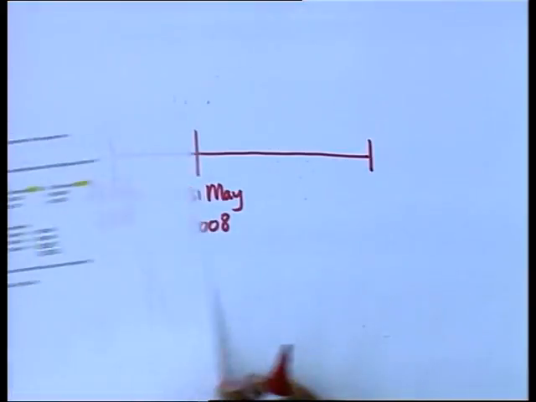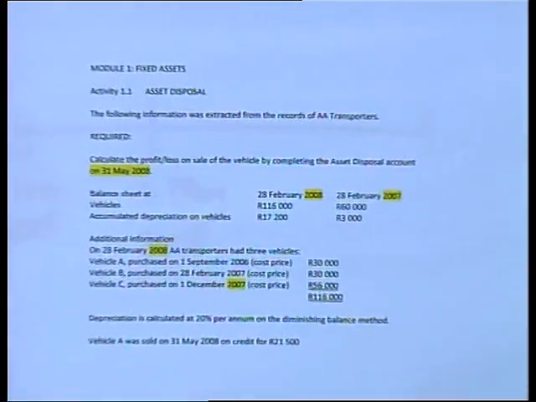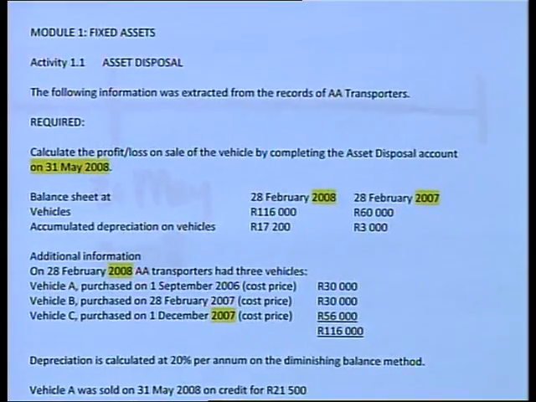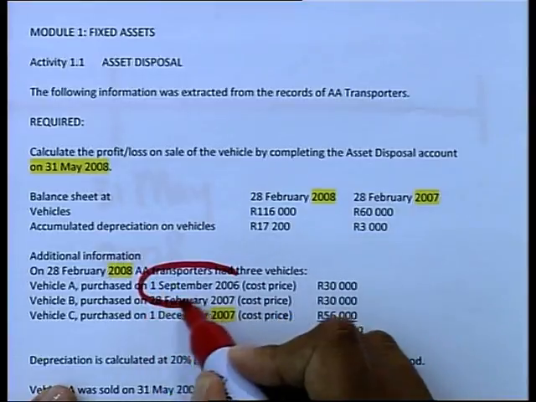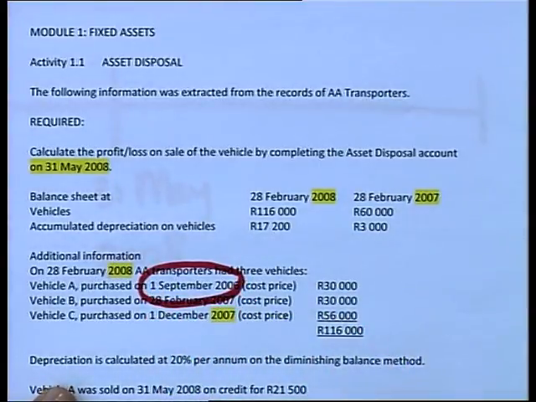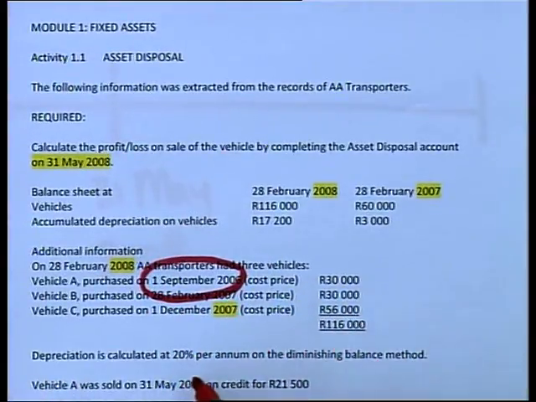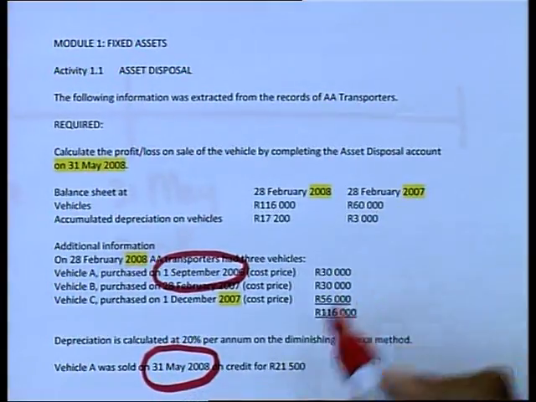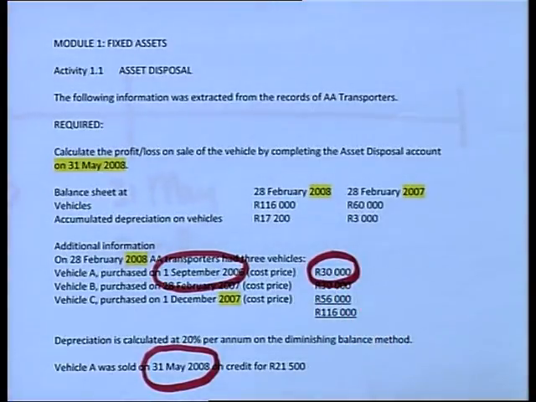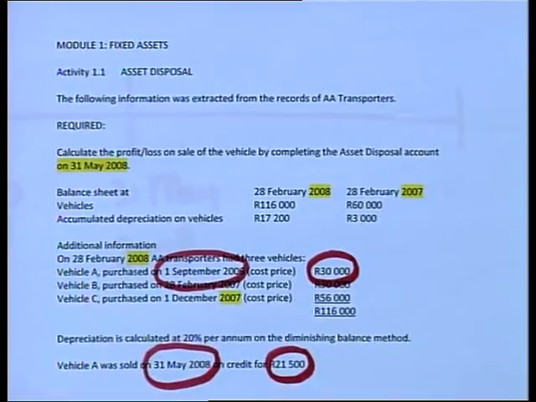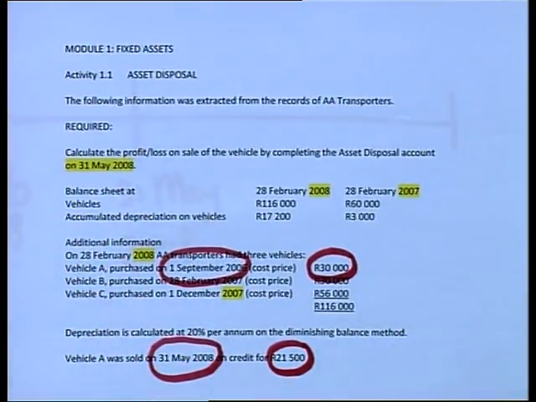Let's look at our exercise again, and I'm going to circle important information. The date of purchase is important. The date of sale is important. The cost price that we bought this vehicle for is important. The selling price that we sold this vehicle for is important. Let's look at our slideshow again.